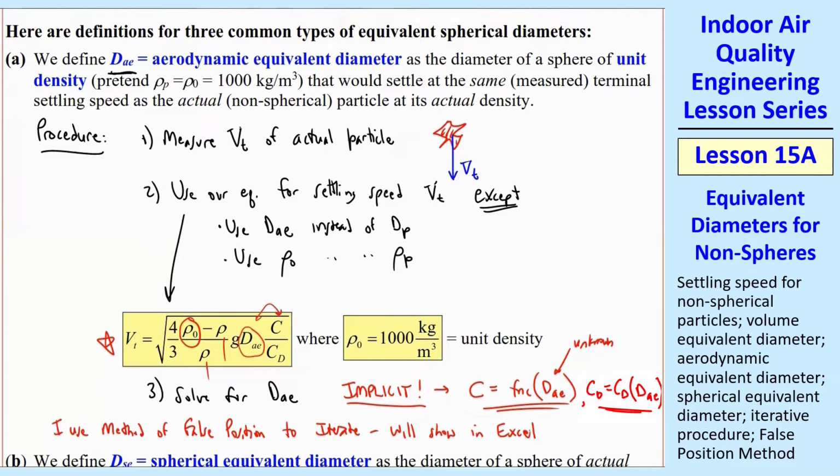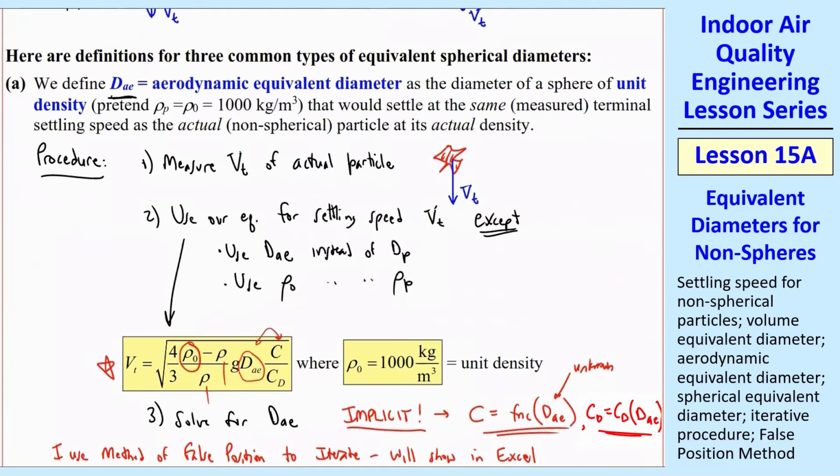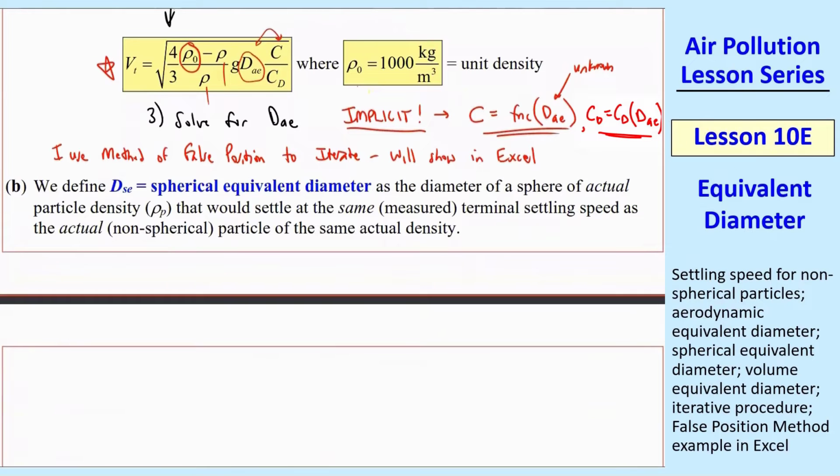Before I do any of these calculations, I just want to give the definitions. Okay, the next one is DSE, which is spherical equivalent diameter. That's the diameter of a sphere of actual particle density that would settle at the same measured terminal settling speed as the actual non-spherical particle of the same actual density. If you compare these two, you can see I copied and pasted. The only thing different is the density. Here we set the density to 1,000 kilogram per meter cubed, unit density. Here we use the actual rho p of the particle.